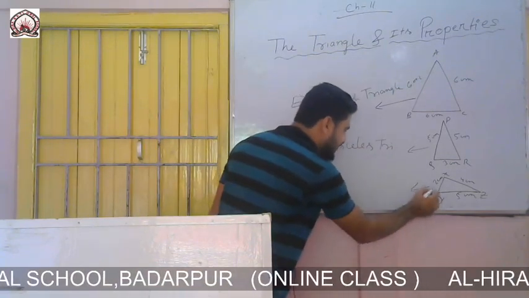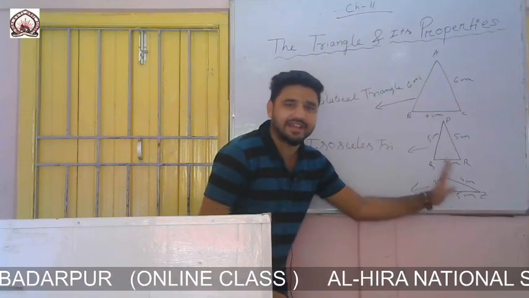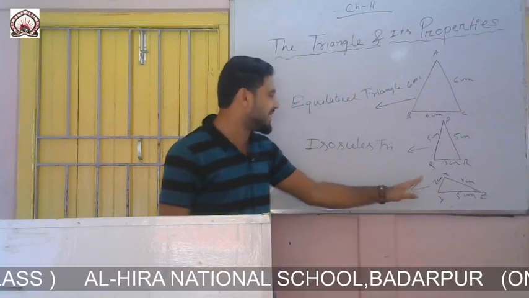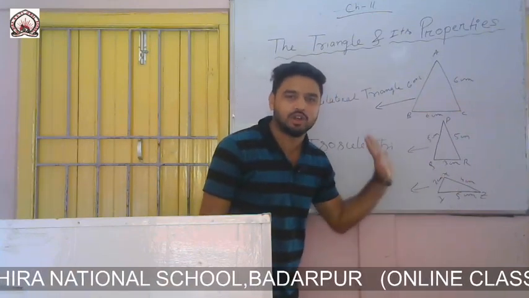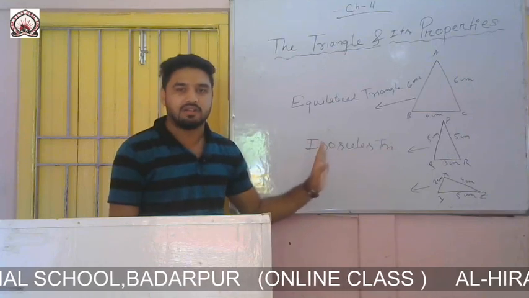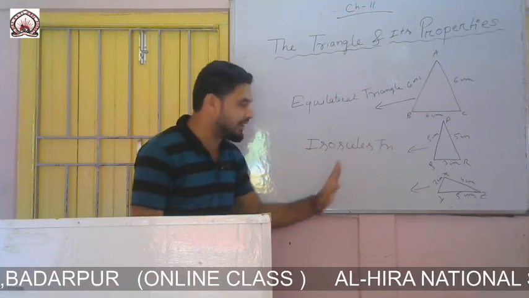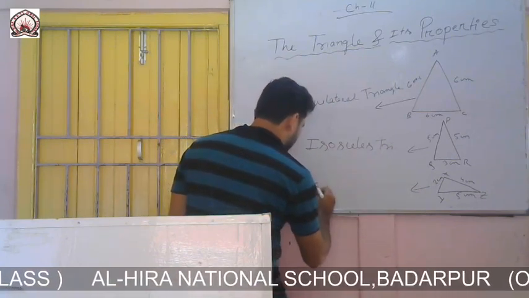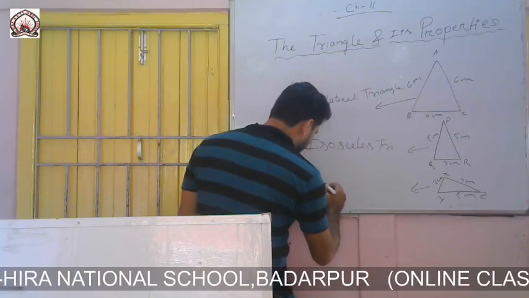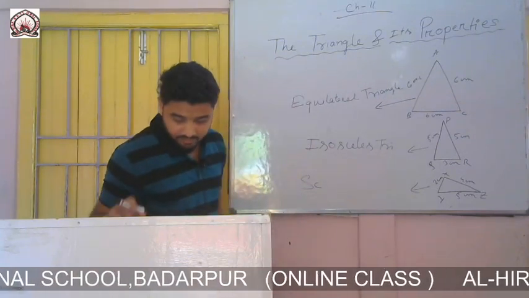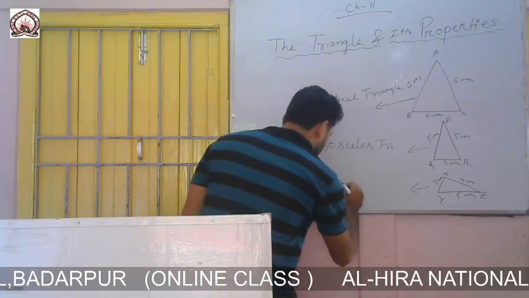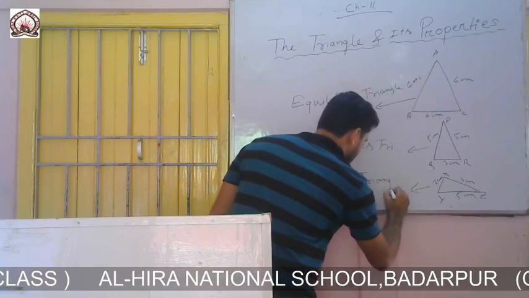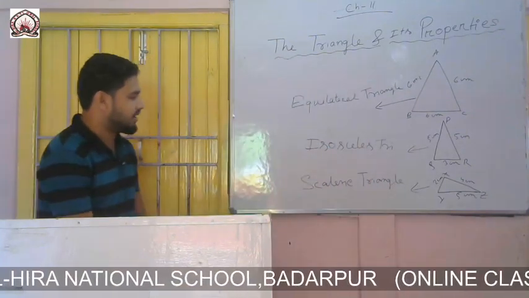Now come to the third case. You see in the third case, no two sides are equal. That means XY is not equal to YZ, YZ is also not equal to XZ. That means in this case the three sides are not equal. If in a triangle three sides are not equal, then we name it a scalene triangle.